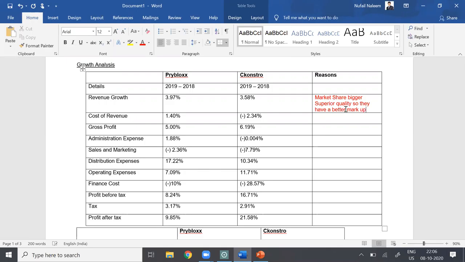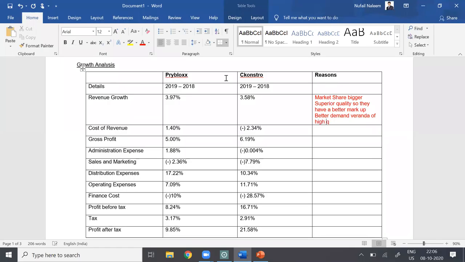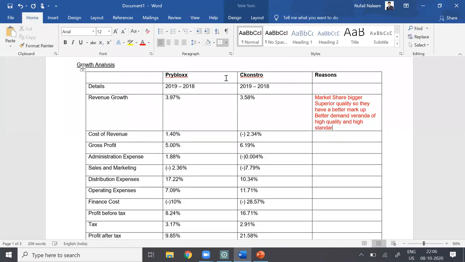And also the economy is well settled. But Constro and Prybox are both in the same economy. Yes, but quality products will have a better demand in Veranda because of high quality and high standard of living. Correct, that is a good point. Good.